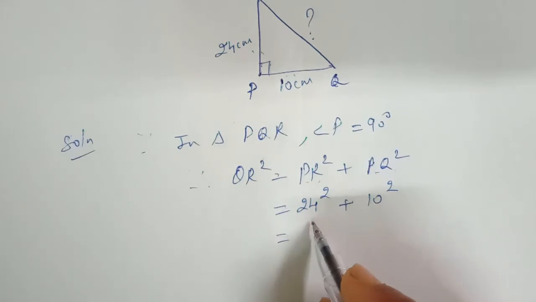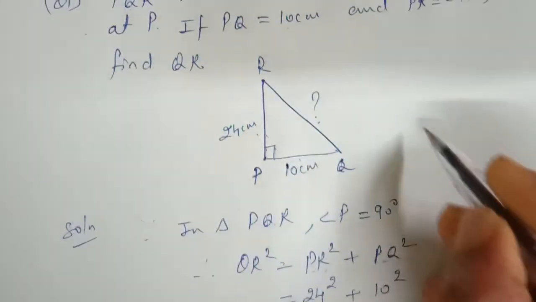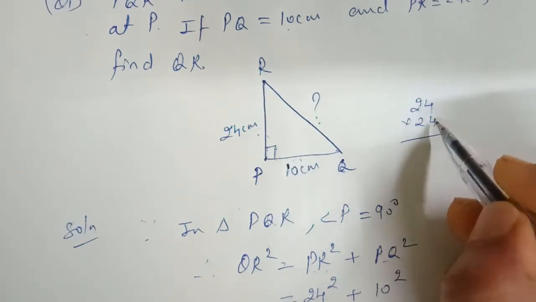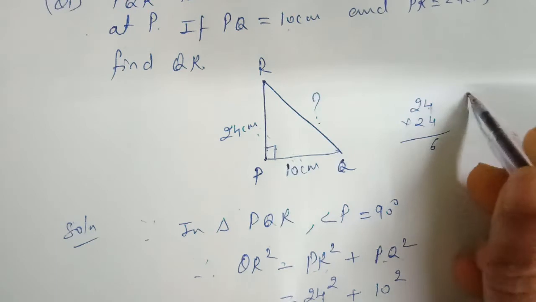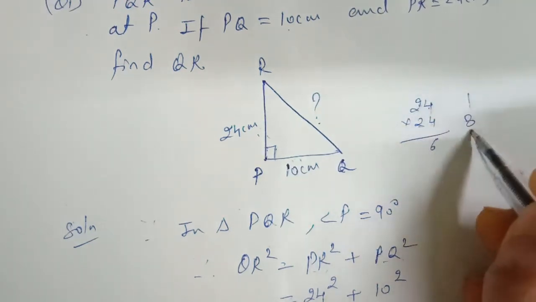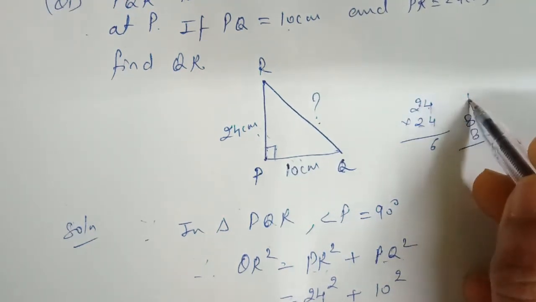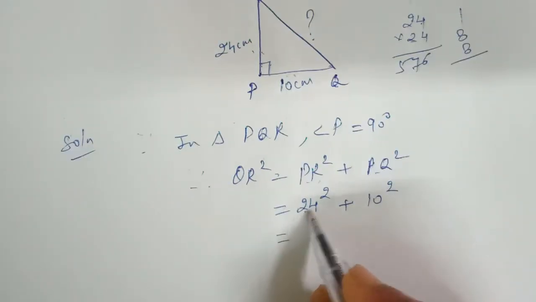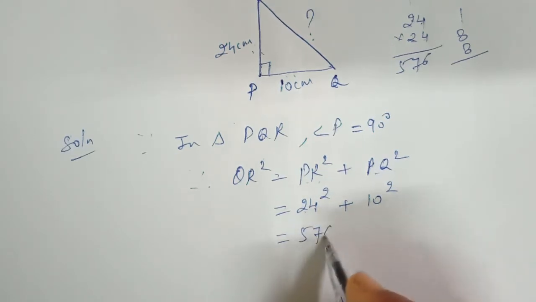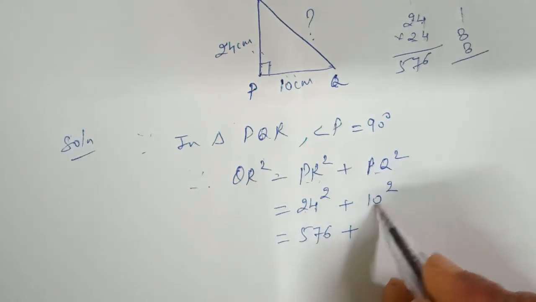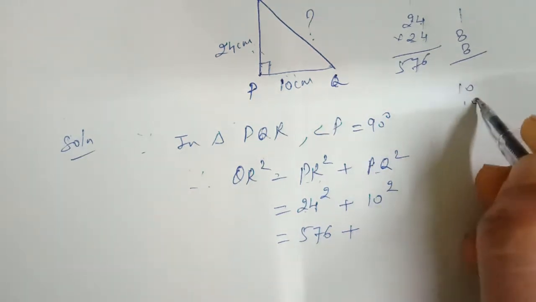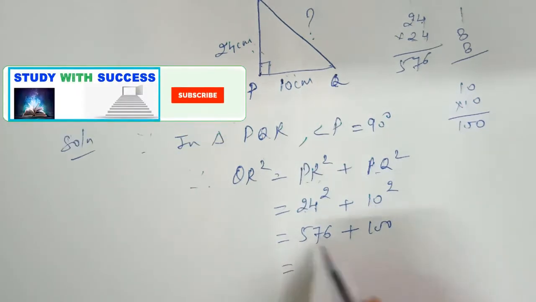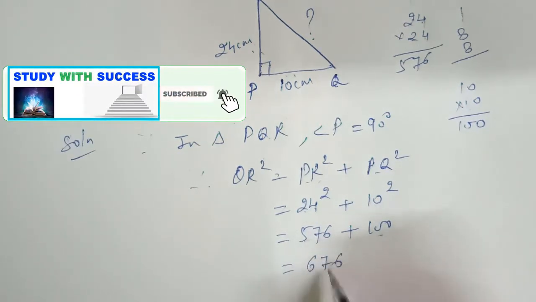24 square means we have to multiply 24 two times. So in the rough we are going to multiply 24 into 24. Multiplying these two numbers, we get 576. Plus 10 square means 10 into 10, and when we multiply both of them we will get 100. Now adding both of them we get 676.